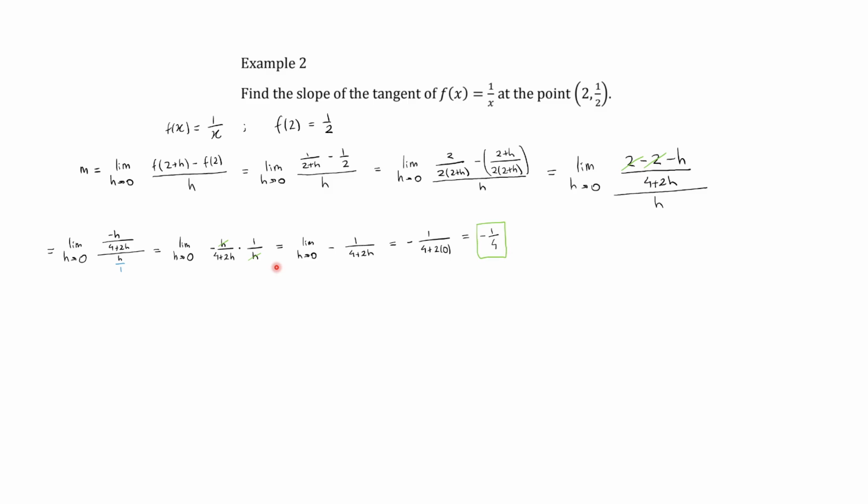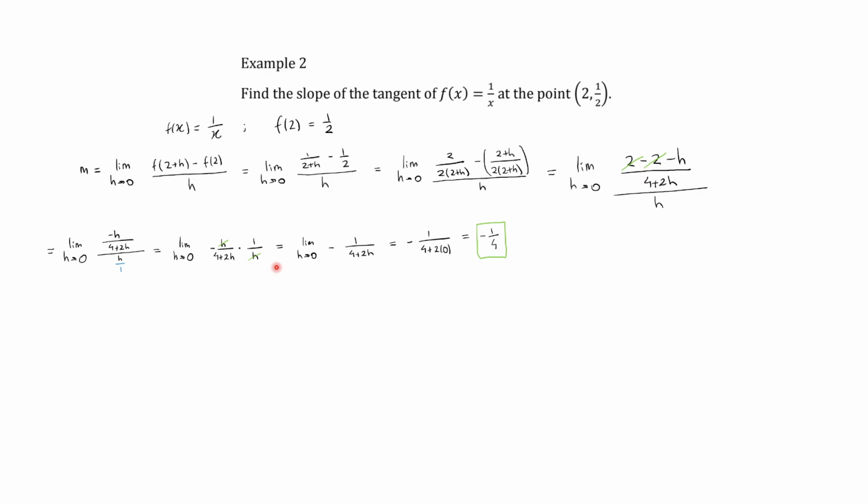And that is the slope of the tangent, or the instantaneous rate of change at the point (2, 1/2) for the function 1 over x. Right. I do have one more example for you.